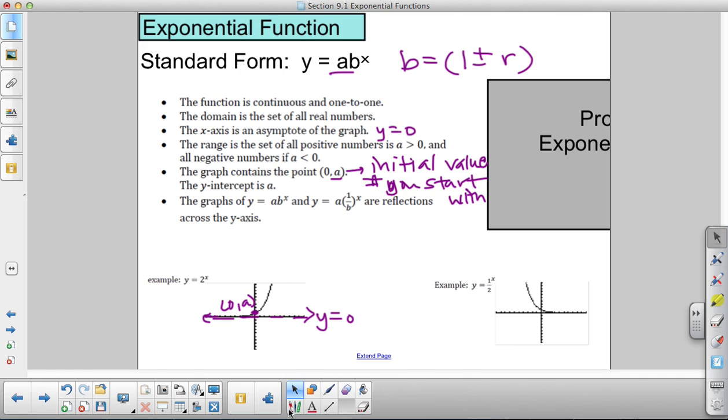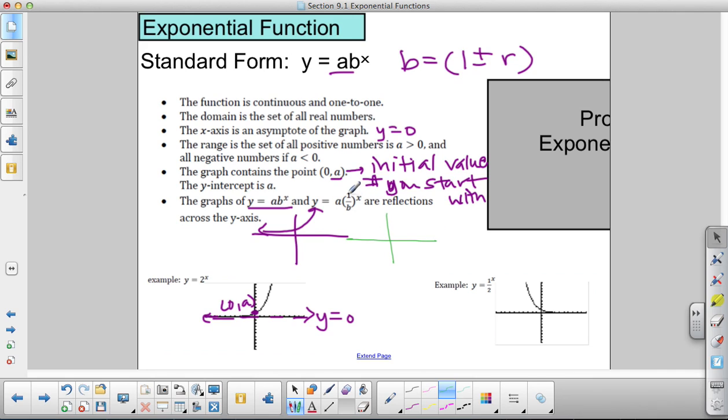So if this is y equals a b to the x, there's that one, then y equals a times 1 over b to the x is a reflection across the y-axis. Well, here is my y-axis, so to reflect it, it would look like this. Just taking it and flipping it.